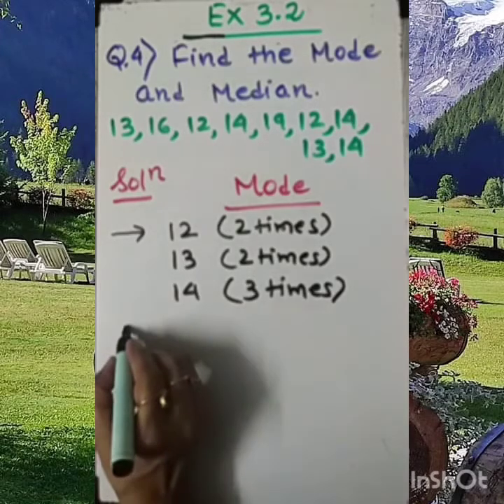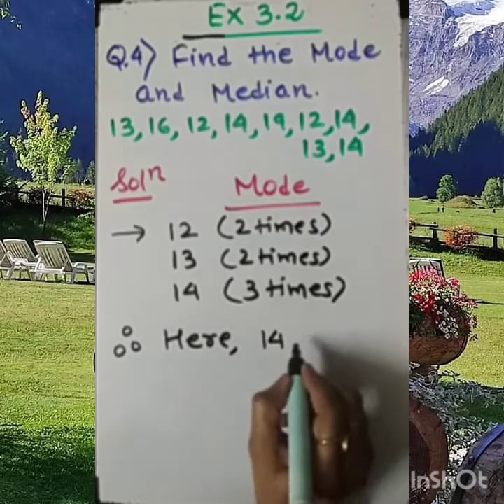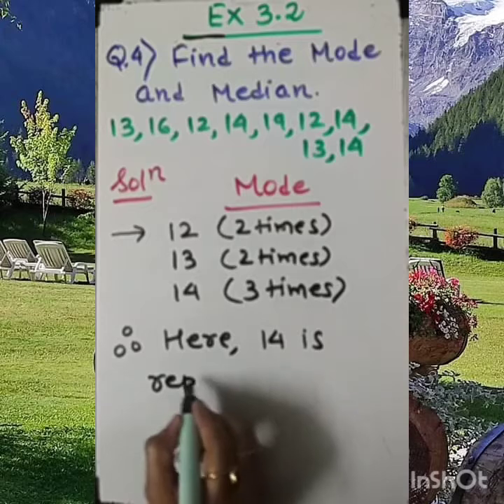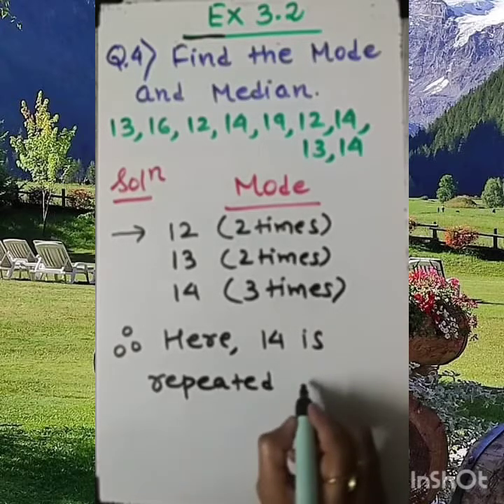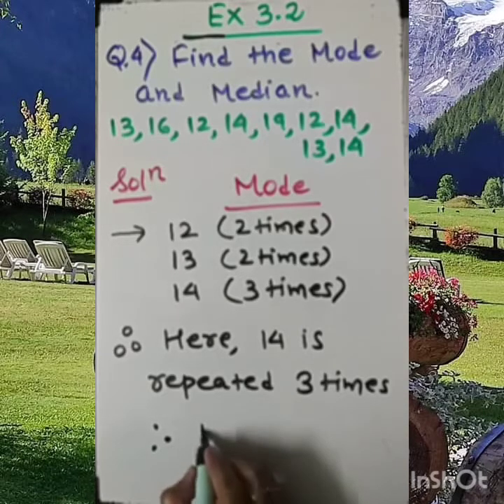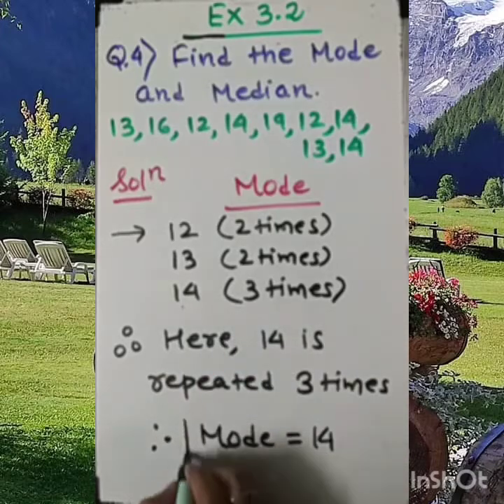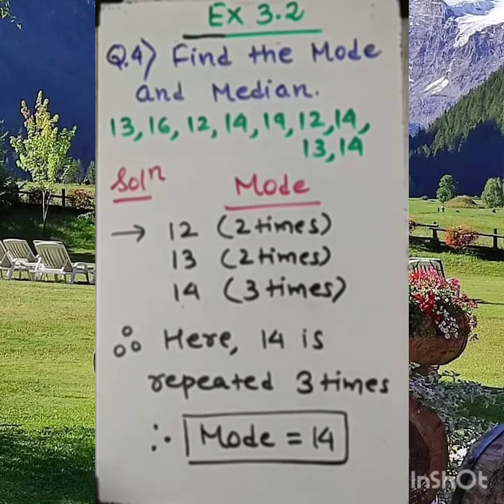Okay, so we need to write here, therefore 14 is repeated three times. That's why we can say that mode of the given observation is 14. So the mode of the given observation is 14. This is the required result to find the mode for that. Now we will apply the technique to find the median of the given data. So be ready for that.